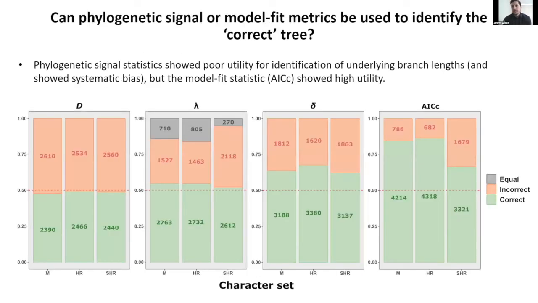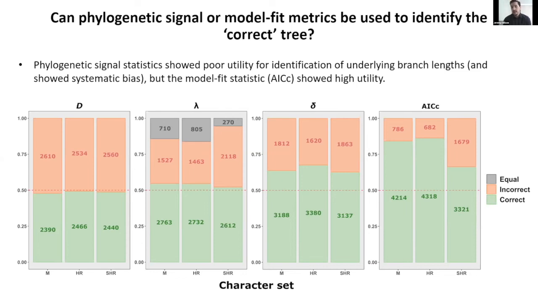Then we tested a bunch of test statistics to see if any of them could be used to choose the correct underlying tree for a character. We found that the first three, which are all phylogenetic signal statistics, either didn't have any utility for choosing the correct underlying tree, or this one that does have utility, which is a new phylogenetic statistic called delta, it did have some utility, but it also showed a systematic bias where it would, all other things being equal, always choose one tree over the other. I think it was the phylogram.